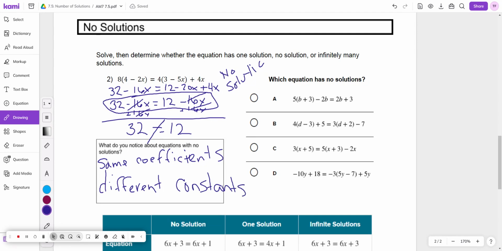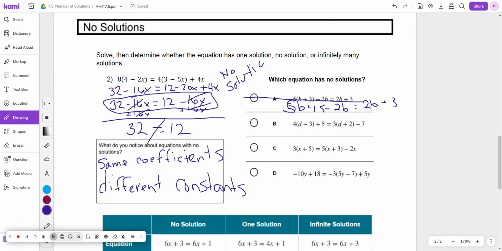Okay, so we'll try to figure out which one has no solutions as quickly as possible. 5 times b gives me 5b. 5 times 3 is 15, added inside, minus 2b is equal to 2b plus 3. Well, if I take 5b minus 2b, that's going to give me 3b, which means I'm going to have different coefficients. I have to have the same coefficients in order to have no solution. So that is not true.